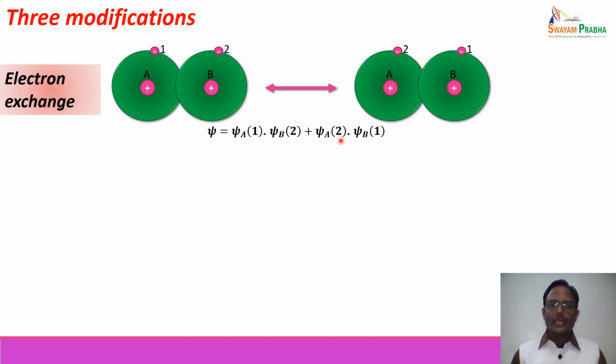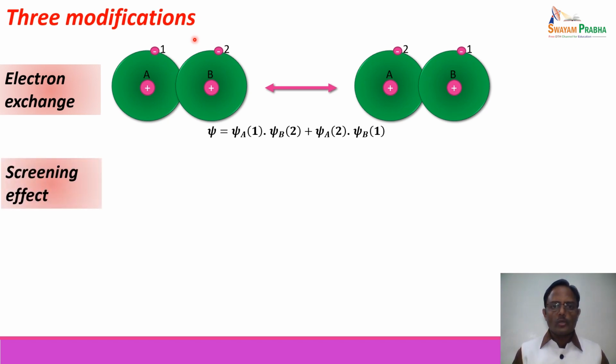So both of them are equally probable. Electron 1 can be found near nucleus A and electron 2 can be found near nucleus B. Similarly, electron 2 can be found near nucleus A and electron 1 can be found near nucleus B. Both of them are equally probable. This is what is called the electron exchange phenomenon.